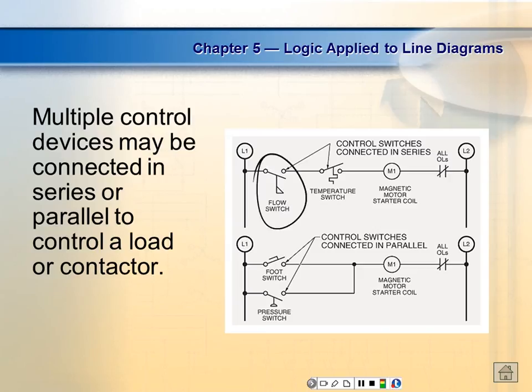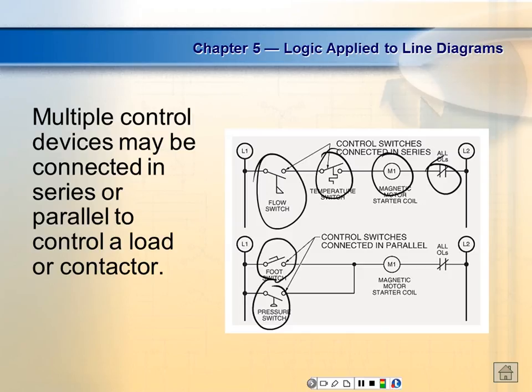And most of the symbols basically have a good hint. Float's pretty easy. Pressure is a little different because it's got that half semicircle line here. We already looked at this guy. This is a what? Temperature switch. This is a foot switch. This is a pressure switch. This is a relay coil, but it's a magnetic motor starter coil. How do I know it's a motor starter? Because the overload's right there.